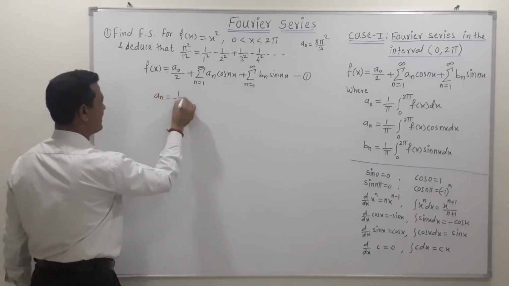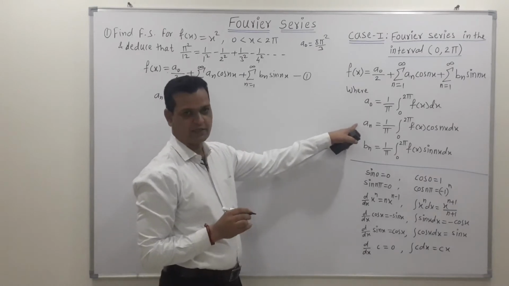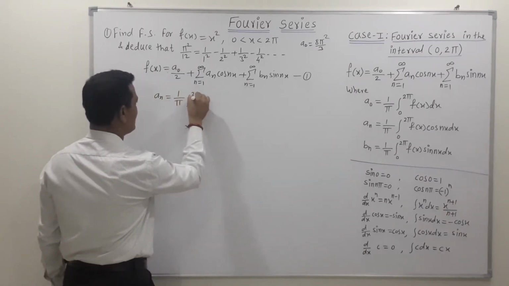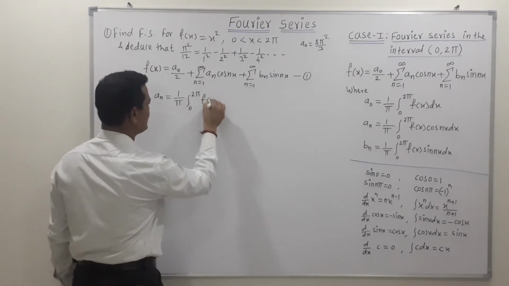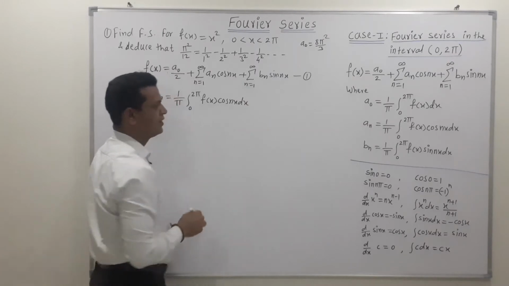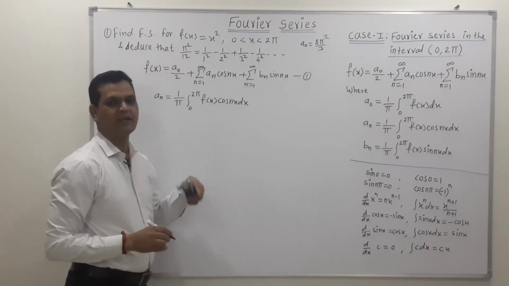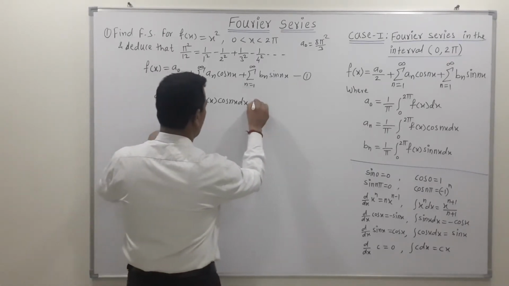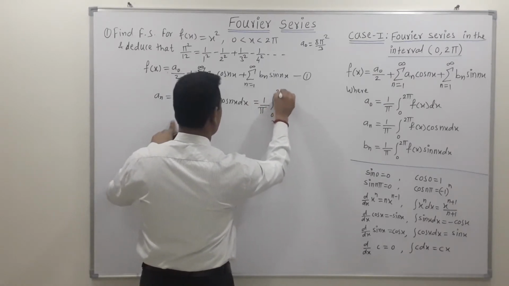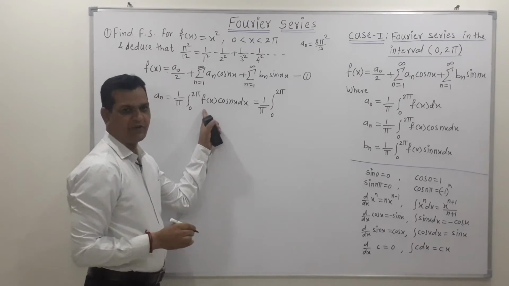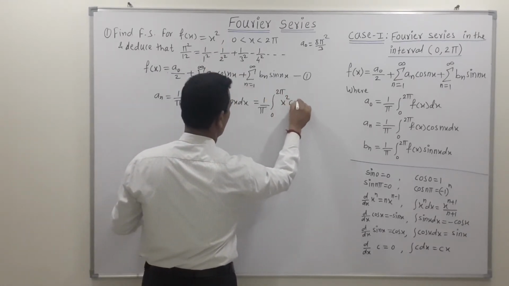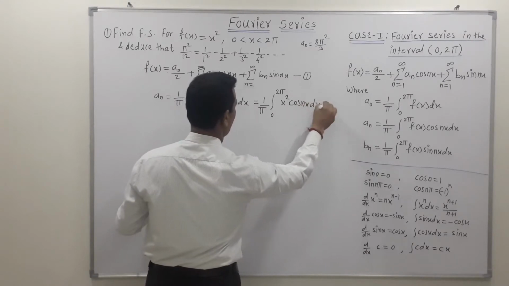The formula for an according to the theory part is 1 upon pi, integration 0 to 2 pi, f of x cos of nx dx. This is the formula which is applicable to find the value of the second coefficient. Now put the value: 1 upon pi, integration 0 to 2 pi, and the value of f of x is x square into cos of nx dx.